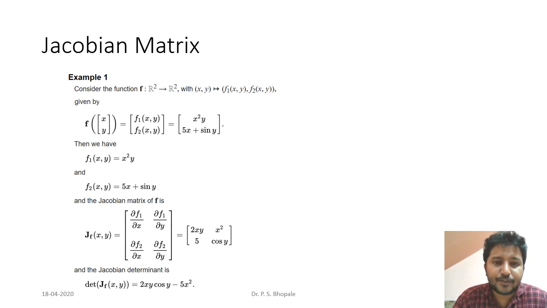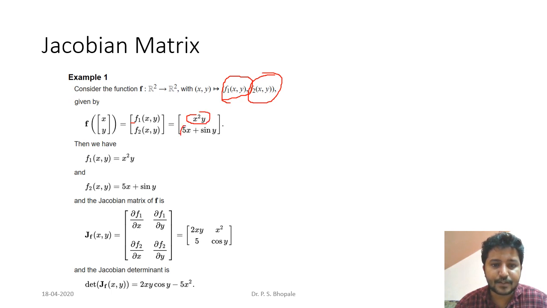To understand the Jacobian, we first take a simple example where function f maps two dimensional real points to other two dimensional real points, with f1 a function of x and y, and f2 another function of x and y. Function f1 is x square y, and the second function is 5x plus sin y. It's like a simple A matrix, y is equal to ax plus b. In the function f, we use x and y terms and give some output terms.